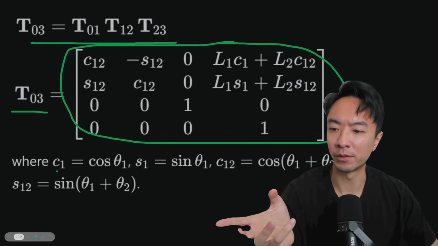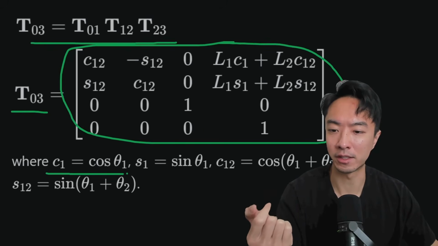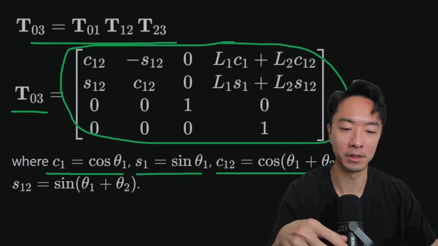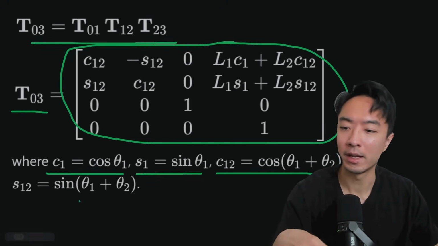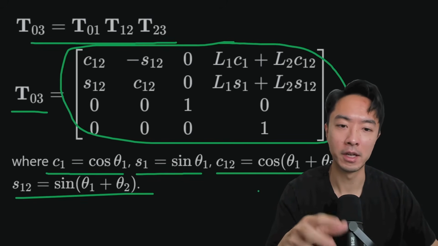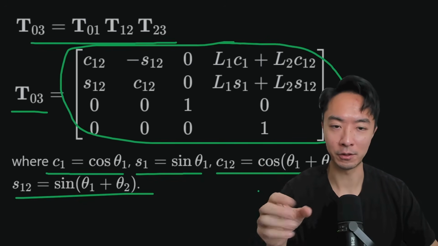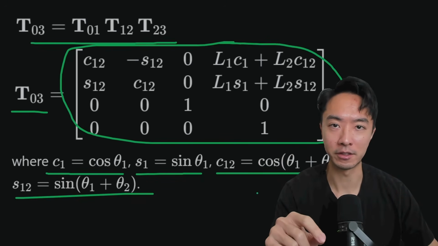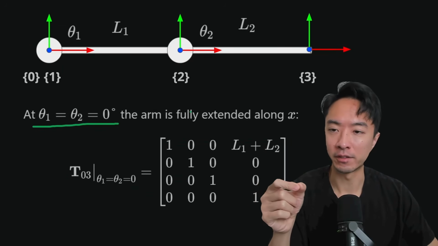We have some simplification here where C1 is cosine, S1 is sine, and C12 and S12 are the cosine and sine of the sum of the angles. All of this gives us our forward kinematics, which can tell us the tool end position and orientation. So we'll go through some cases to see if it actually makes sense.